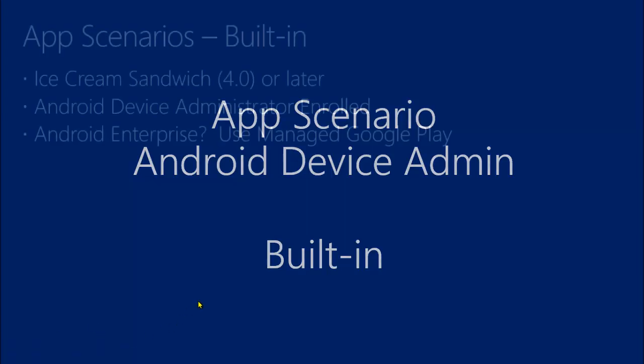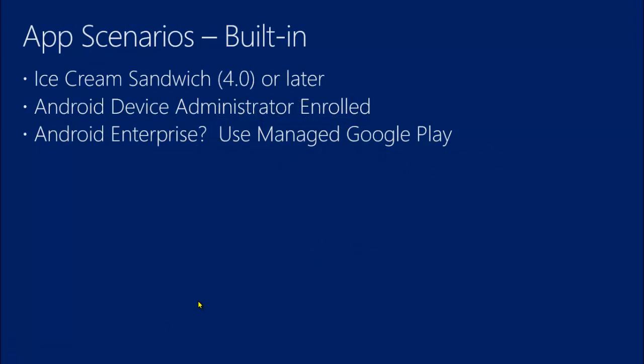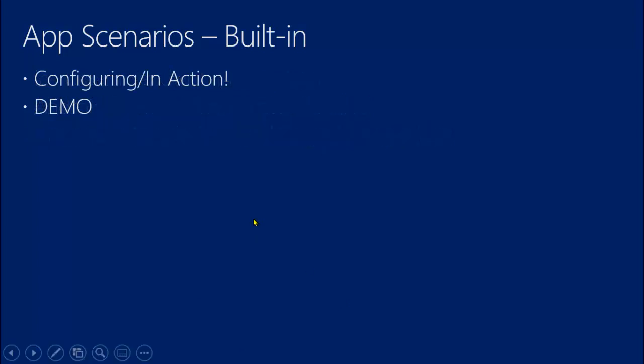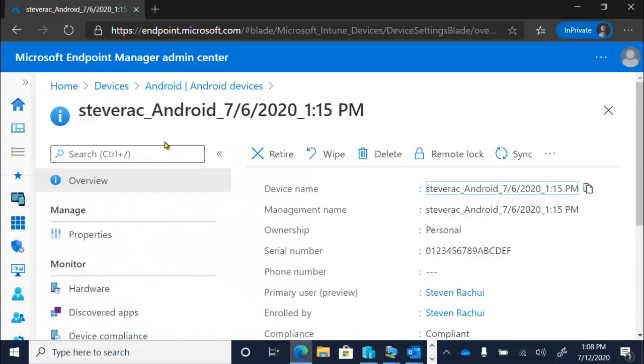Okay, so first, requirements. Again, Ice Cream Sandwich 4.0 or later. Android device administrator enrolled. Again, if you're using Android Enterprise, there's a little bit of a question out there about this. You can use Managed Google Play to do a lot of these type scenarios, but I didn't see in the documentation, and I honestly haven't tested it to know if this works on Managed or Android Enterprise devices. I would expect that it should, but mileage may vary. Again, I'm not going to take this all the way through a full demo, but I do want to show you how to configure this and so forth. So let me pull back in the Intune console.